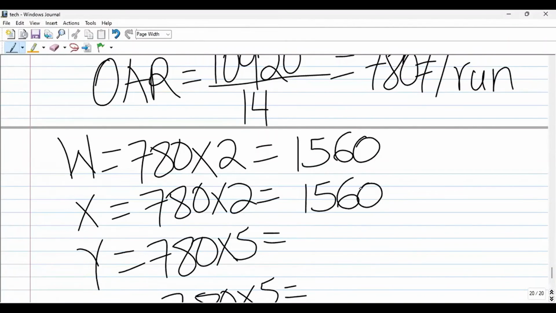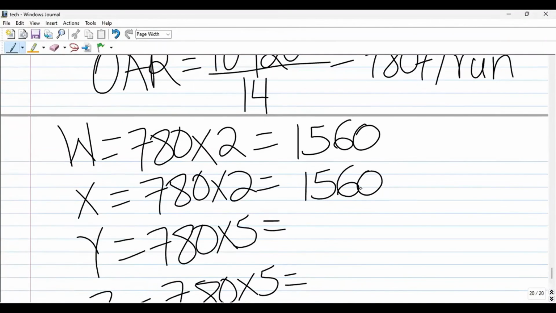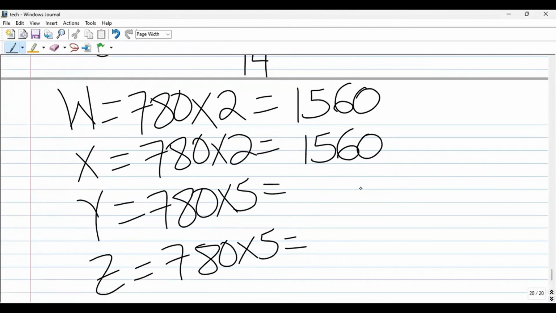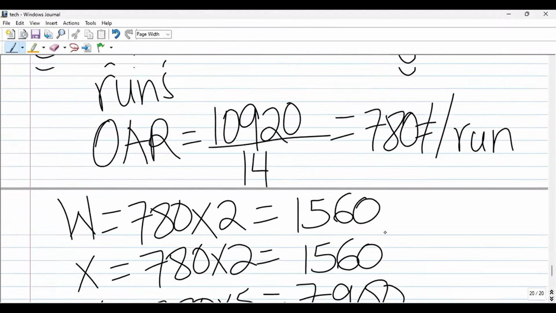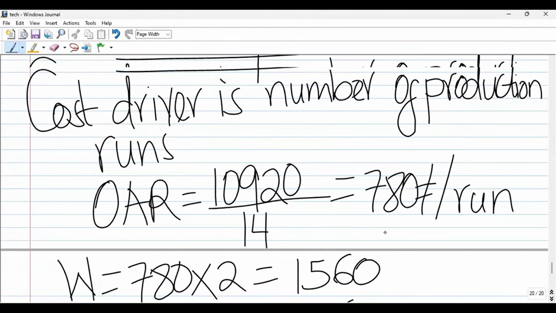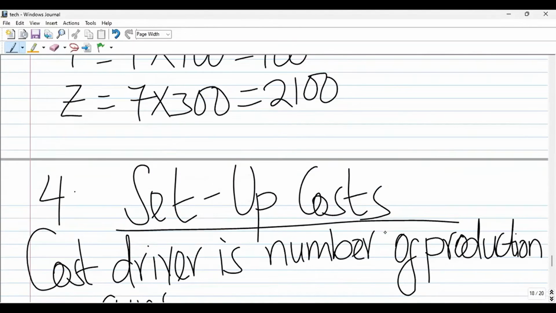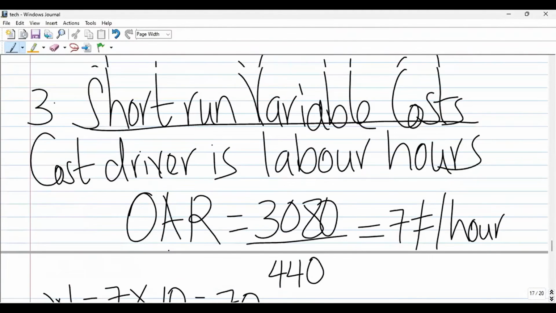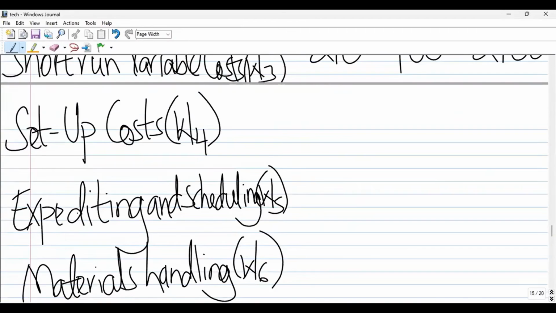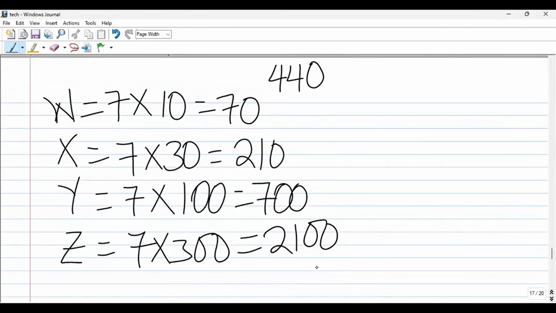Then Y, what are we getting? 3,900. 780 times 5 is 3,900, not 7,300. So we also take those figures up. 3,900, not 7,300. 3,900. So 1,560.